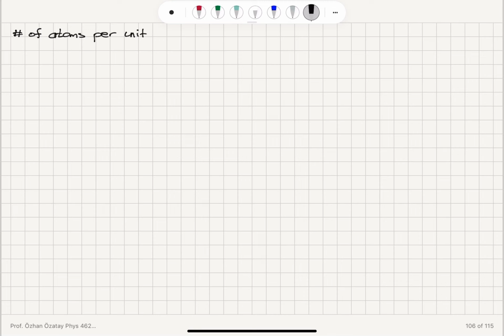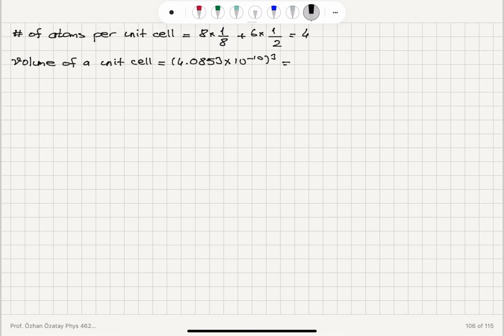For silver, we have 8 times 1/8 for corners, 6 times 1/2 for face centers, therefore we obtain 4 atoms per unit cell. The volume of a unit cell is a cube, so we will have (4.0853 times 10 to the minus 10 meters) cubed. Therefore, we obtain 6.82 times 10 to the minus 29 cubic meters.